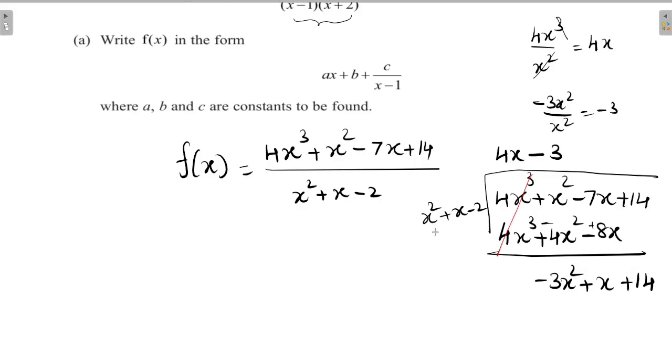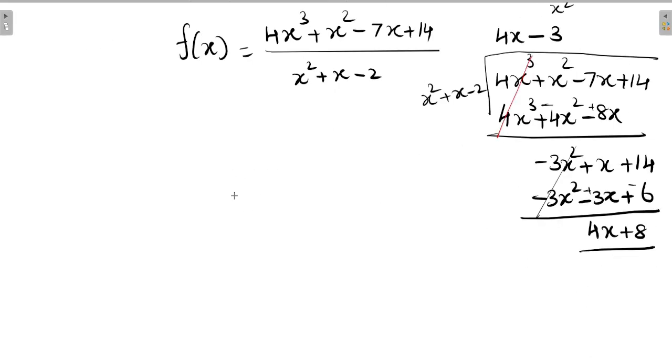This minus 3 is going to multiply the whole divisor. So minus 3x square minus 3x plus 6. Let's subtract it. When we are subtracting, it will be 0, this is going to be plus, this is minus. So 4x plus 8. Now f of x is equal to the quotient 4x minus 3, plus the remainder 4x plus 8, over the divisor x square plus x minus 2.